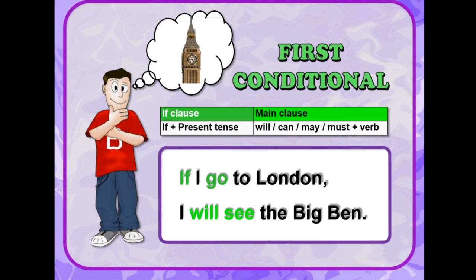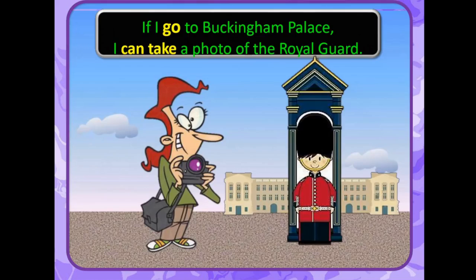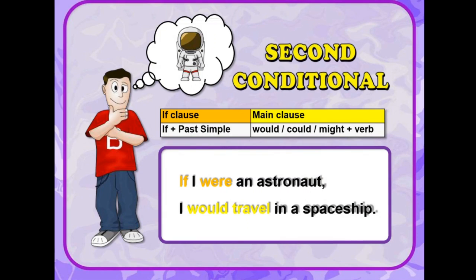Okay, so the example we have here, if I were an astronaut, I would travel in a spaceship, right? So let's complete that. If I were an astronaut, I would travel in a spaceship. If I traveled in a spaceship, I would go to Mars. If I went to Mars, I would meet a Martian, right? So those are the examples that we have.